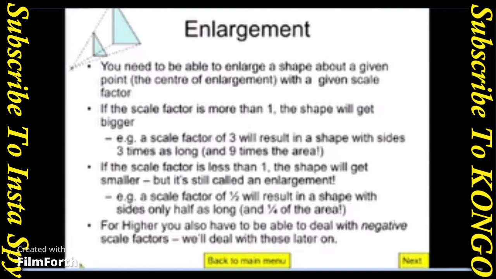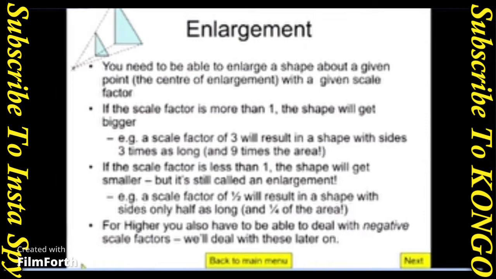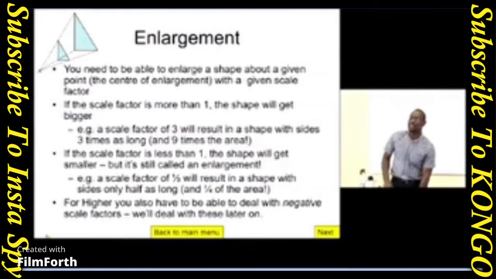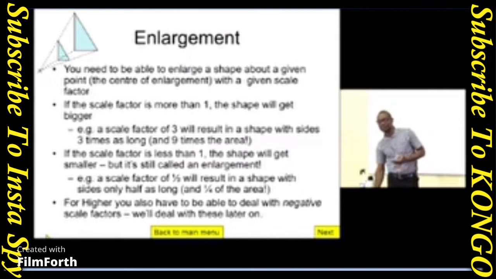Enlargement can be the easiest one because either the object gets larger or it gets smaller. Right? However, there's something that I had not pointed out. Enlargement still has a center of enlargement. Normally, CXC avoids stressing you out and allows the center of enlargement to be the origin. But you can't assume that all the time.